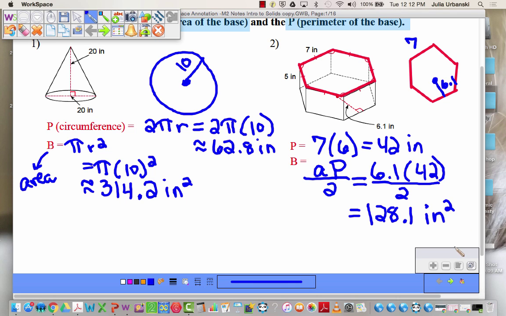This is what you're going to be doing for your homework. Just 3 parts. You have to draw what the base is. You have to give me the perimeter of that base and the area of that base. Capital B stands for area. Let's look at a couple more and then you're going to try some on your own.